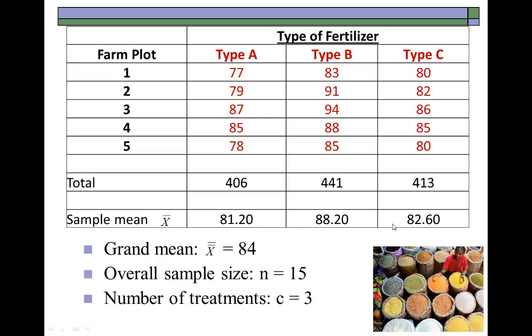So to continue, we first calculate what's called the grand mean, which is the average crop yield achieved from all 3 types of fertilizer treatments. The overall sample is 15. In other words, 15 crop yields, 15 observations, if you add up all of these numbers. The number of treatments, we use the notation C in this presentation, is 3. There are 3 types of treatments. And the picture tells you the story of what we're interested in capturing, the average crop yield achieved under each fertilizer type.